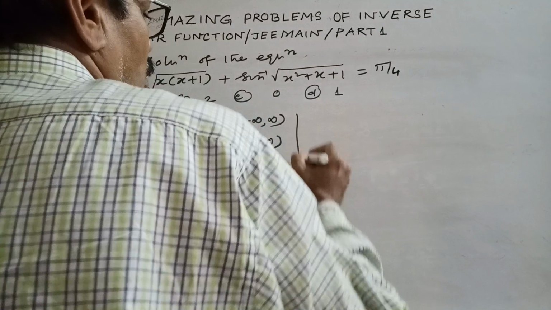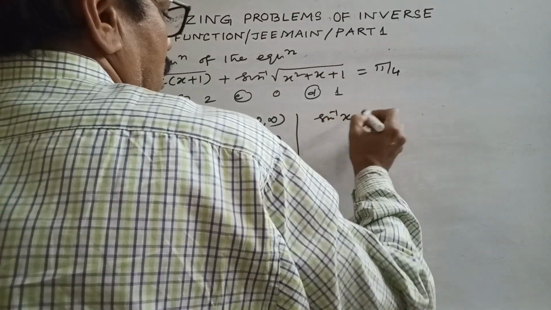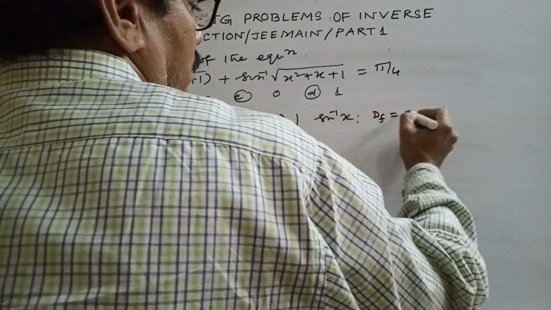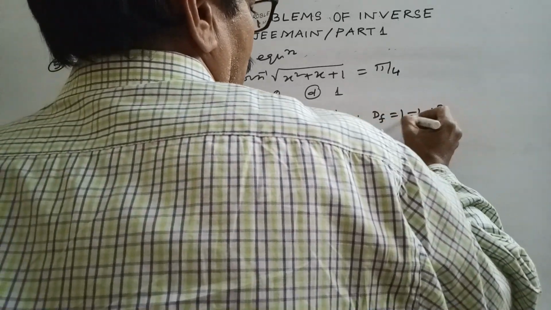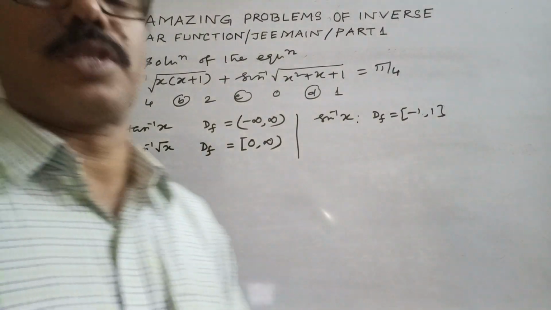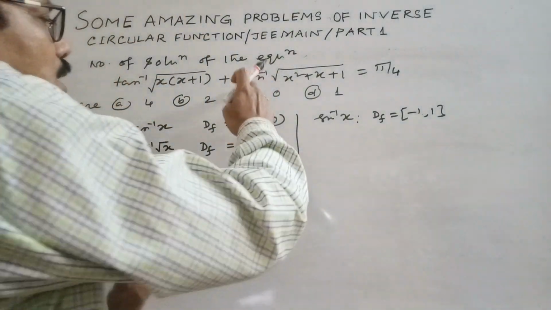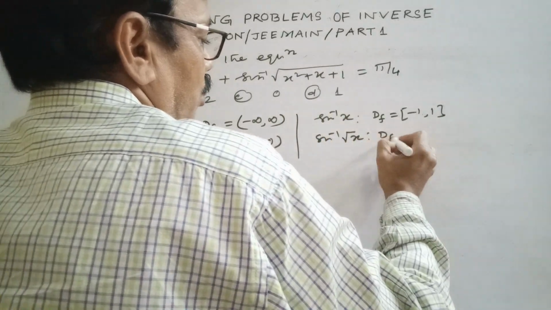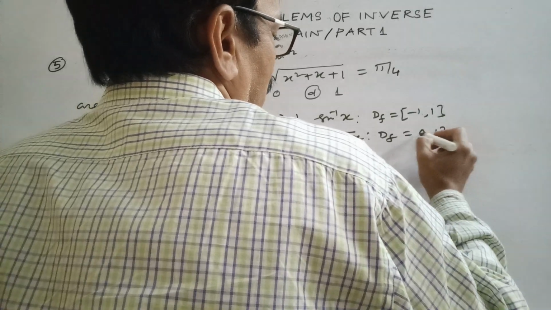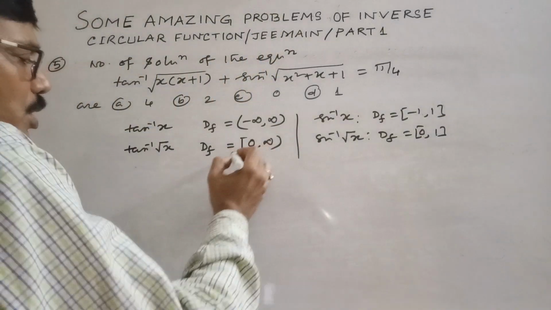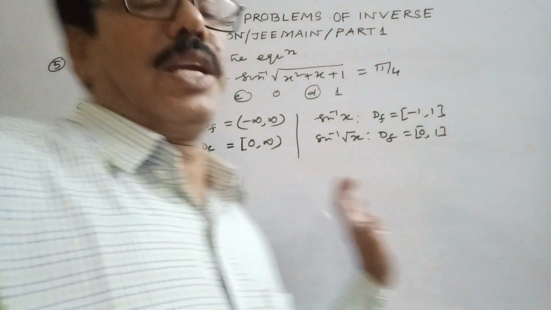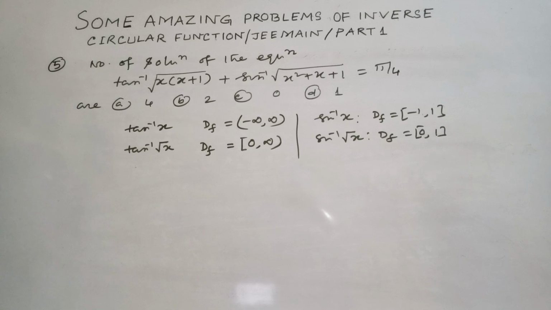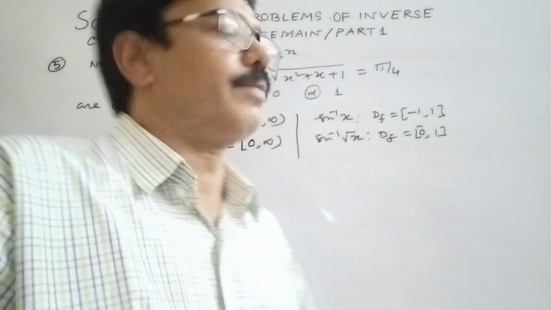Now, the domain of sine inverse x. What is Df? Minus 1 to plus 1. This is the domain of sine inverse x. Now here also the argument is written within the root sign, so the negative part is absent. If it is within the root sign, the negative part is cancelled out. So we use this idea.